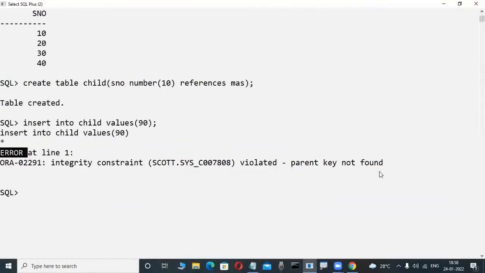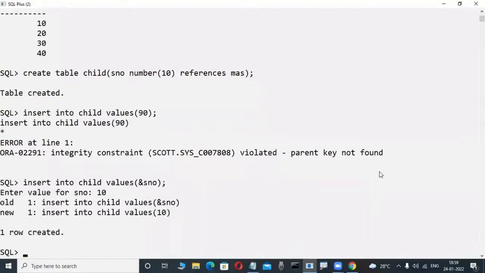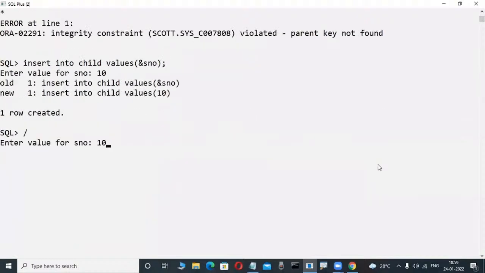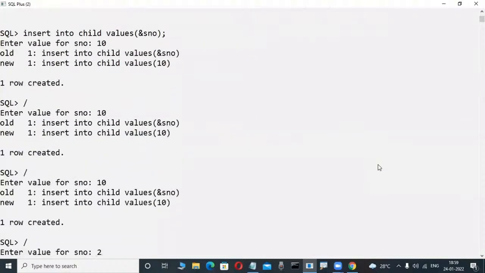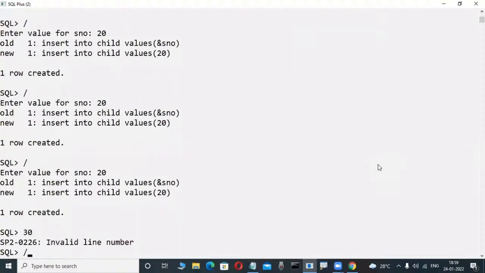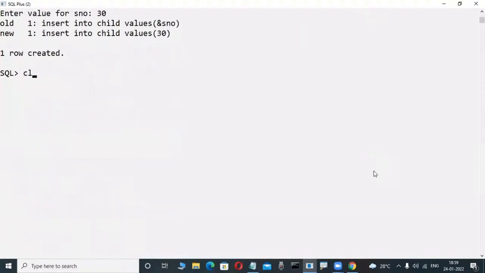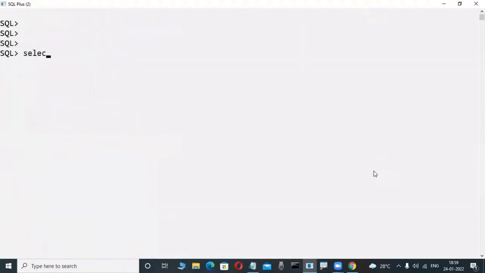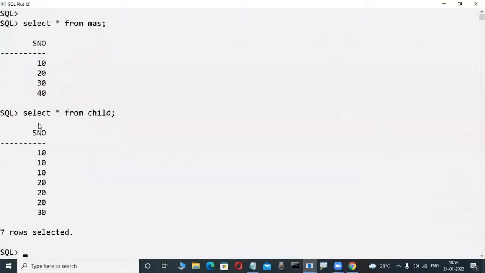Now suppose I insert some values: 10 is possible, again 10 possible, again 10 possible, again 20 possible, again 20, again 20, again 30 possible. Like this, duplicate data is possible in the child table. This is the master table, and this is the child table. You will be familiar with master and child tables in the future in the course.